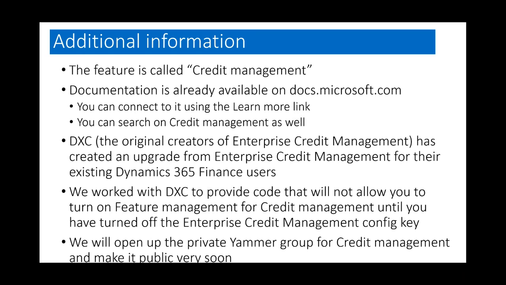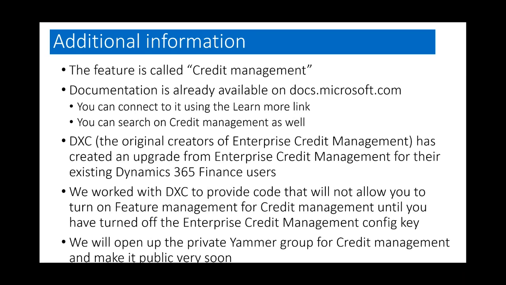Management in 365. We did work with them on something, and what we were worried about is, first of all, we have tested this on a live customer to make sure that we didn't blow things up. What we were worried about is that somebody's got the DXC version with a config key turned on, and then they go to Feature Management and turn it on, and then all of a sudden they've got two of everything, which is not what we want to happen. So we put a test in our software that DXC has to send a yes to, and we're sending out a signal saying, is the Enterprise Credit Management config key turned on?